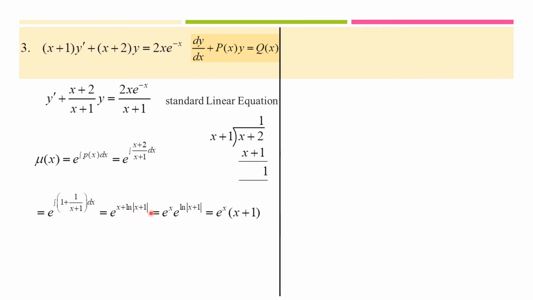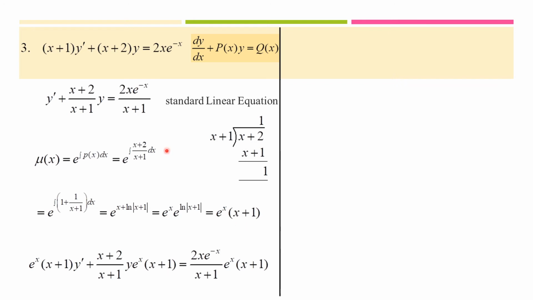By the law of exponents, e to the power of a plus b is e to the power of a times e to the power of b. And therefore e to the power of x plus ln of absolute value of x plus 1 is the same as e to the power of x times e to the power of ln of absolute value of x plus 1. But we know that e to the power of ln a is a, and therefore e to the ln of absolute value of x plus 1 is simply x plus 1, and then multiply by e to the power of x. So this is the result of the integrating factor: mu of x is e to the power of x times x plus 1.